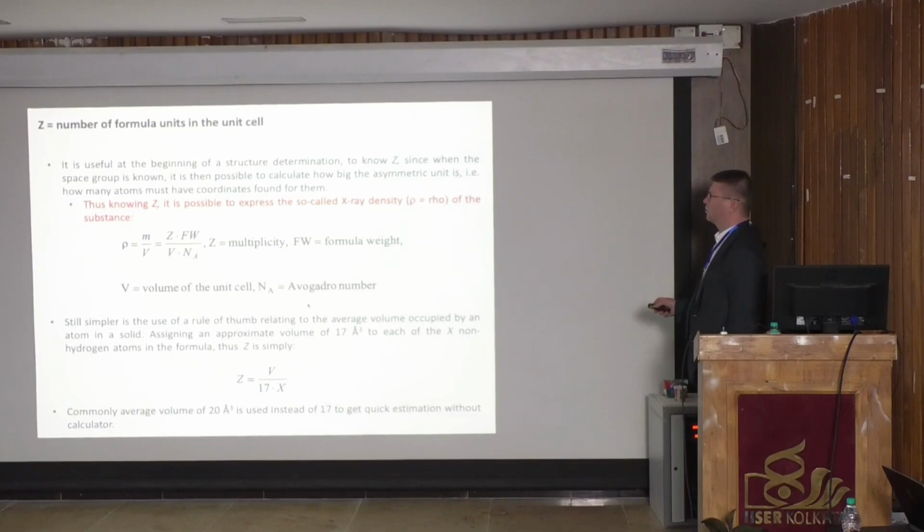Because when we know the symmetry operations, meaning the space group, then it's possible to calculate how big the asymmetric unit is, so what is the amount of atoms you determine there? And this is actually the Z. Z is the number of asymmetric units in the cell. And now when you know the Z, it is possible to calculate the density. And this is how it works. So the density is, of course, mass divided by volume.